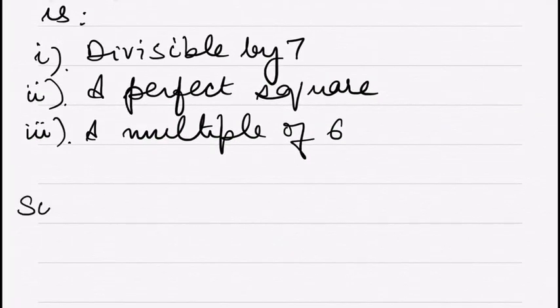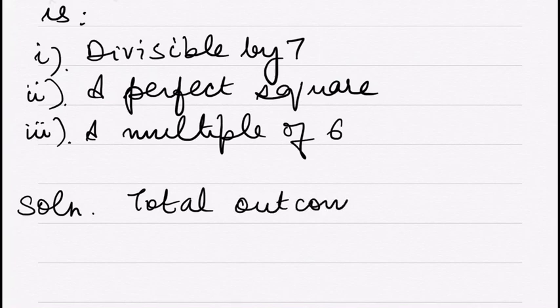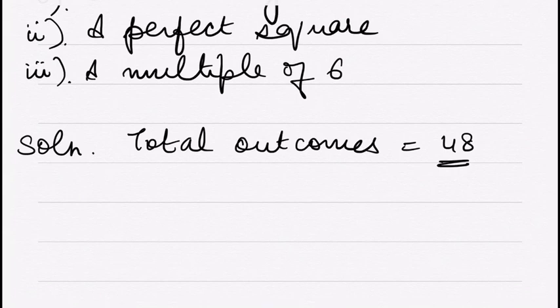Now it says cards are marked with numbers 3 to 50. So my total outcomes are 48. Don't make a mistake here, otherwise this whole question will be wrong. All your 4 marks are gone if you make a mistake here, because there is a 3 numbered card also, through 3 to 50. So there will be 48 cards, right? So total number of outcomes is this.